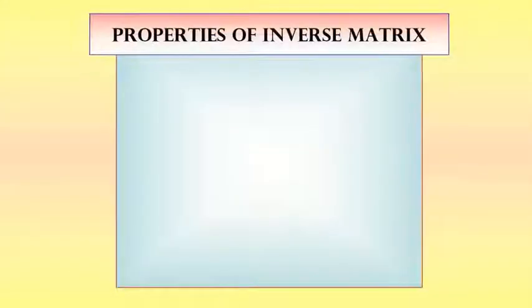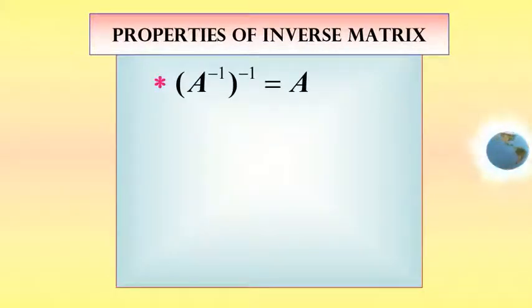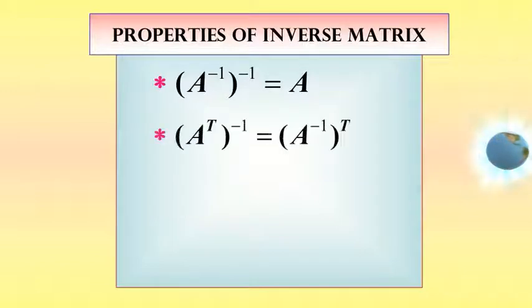Properties of inverse matrix. First properties. A inverse and inverse again is equal to A. A transpose, then we take the inverse, is equal to if we find the inverse first and then take the transpose.